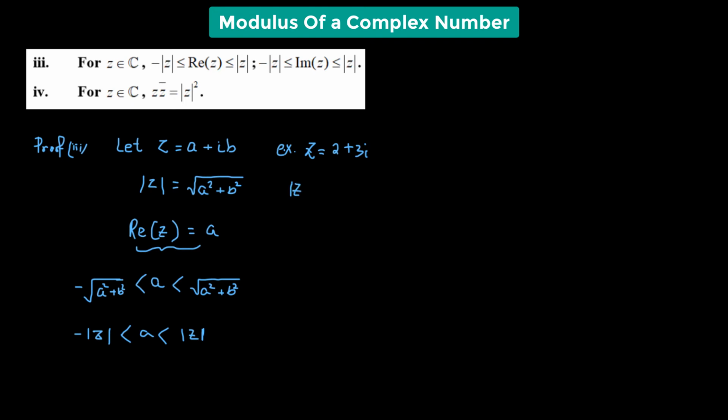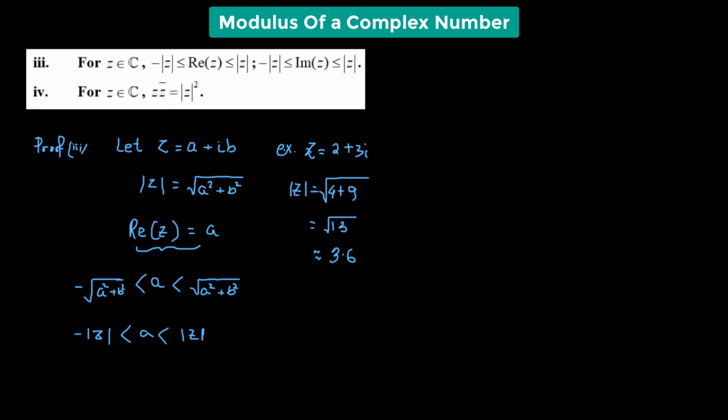So we have the absolute value of z equals the square root of 2 squared, which is 4, plus the square of 3, which is 9, and that gives us the square root of 13. Now the square root of 13 is approximately, using a calculator, 3.6.